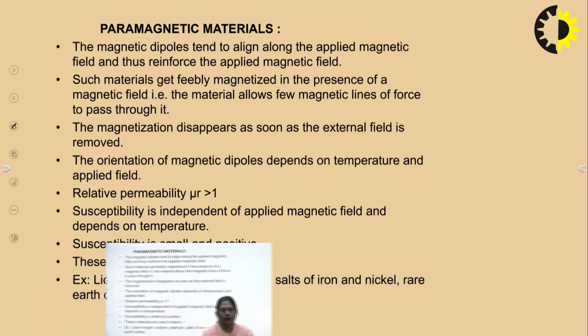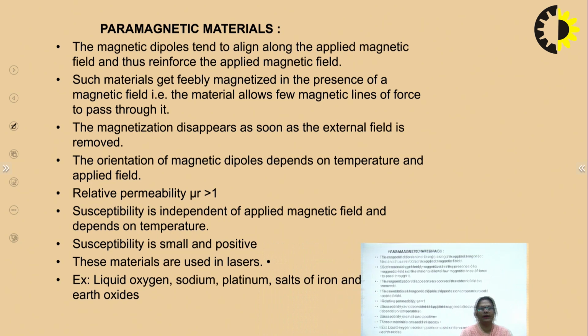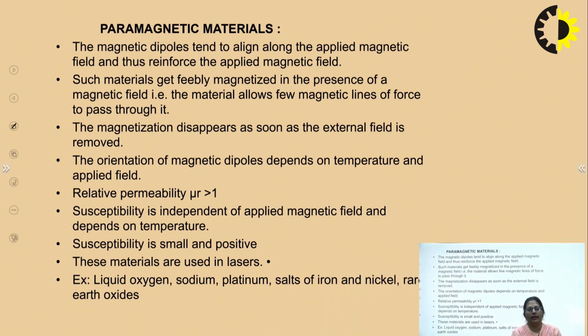Now the paramagnetic ones. These are the materials in which the magnetic dipoles tend to align along the applied magnetic field, and thus they enforce the applied magnetic field. Such materials feasibly magnetize in the presence of the magnetic field, and the magnetization disappears as we remove the external field, right? The orientation of the magnetic dipoles depends upon the temperature and the applied field as well. The relative permeability is greater than 1, but not significantly. Susceptibility is again small and positive.